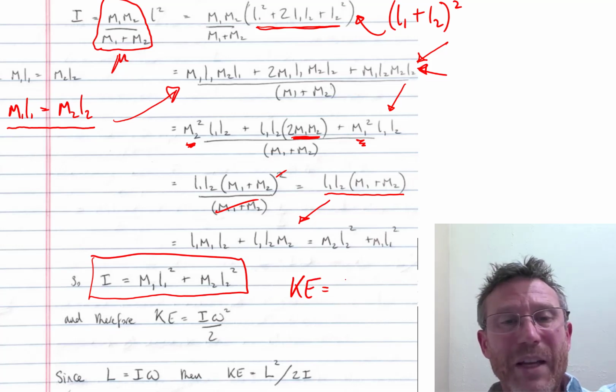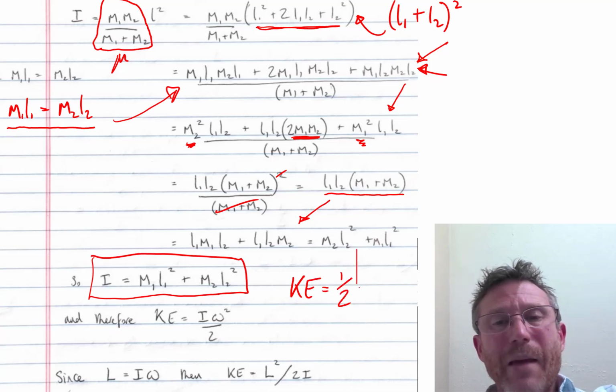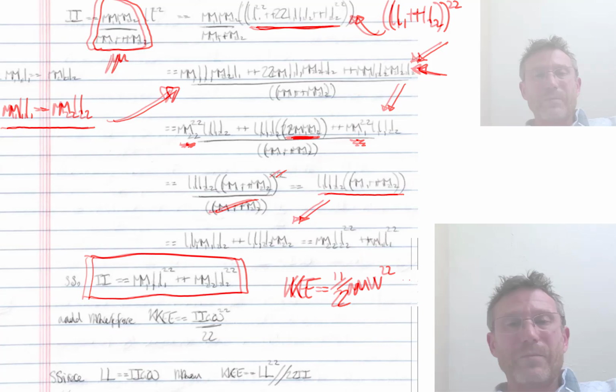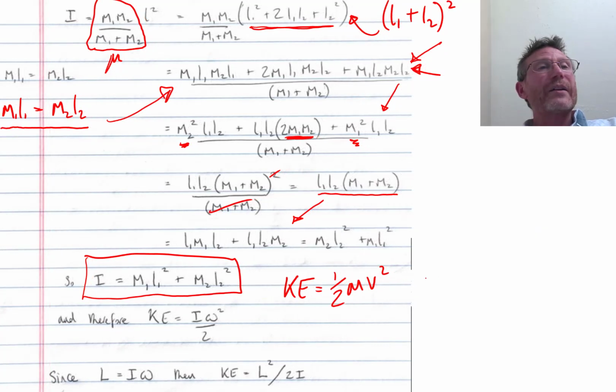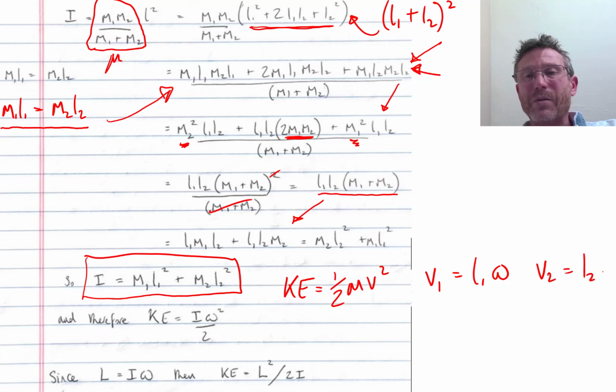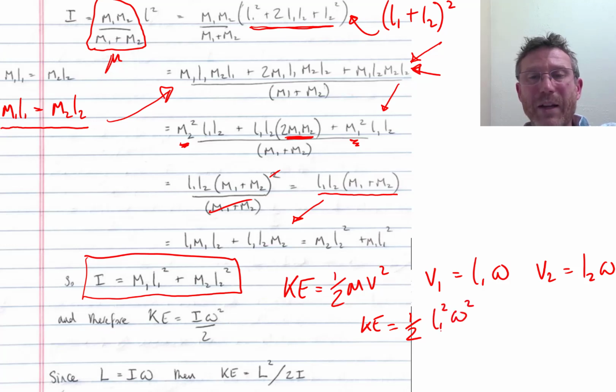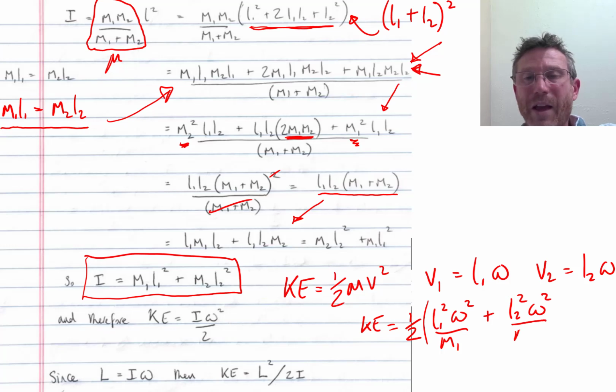Of course we're used to that being equal to half mv squared. So we also found out earlier that v1 is equal to L1 omega, v2 is equal to L2 omega. So when we plug this in, we're going to end up with our kinetic energy is equal to 1/2 L1 squared omega squared over m1 plus L2 squared omega squared over m2.